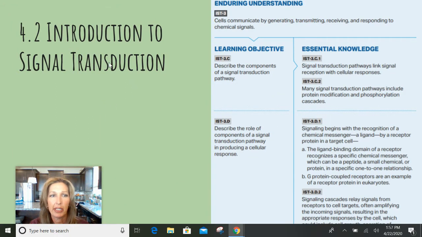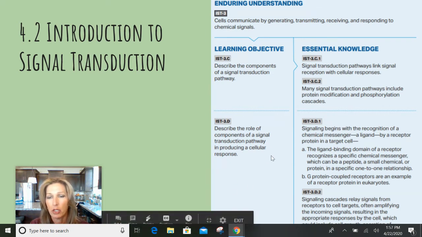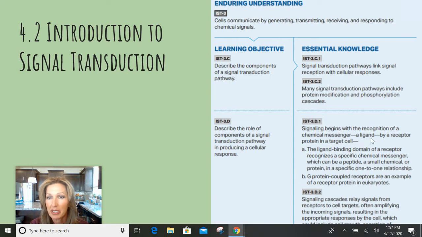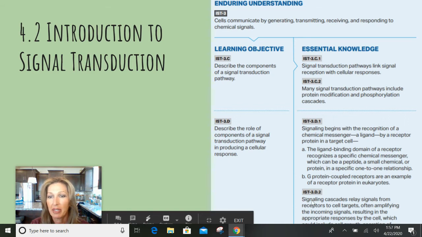So when we do talk about our introduction to signal transduction, we have to have obviously reception, and then we have our transduction, and then we have our response. But with this, it's understanding some of these terms, again, what a ligand is. A ligand is a signal molecule that has a specific target, and the target has the matching receptor on it. But understanding a G protein coupled receptor, some of these signaling cascades that happen too.